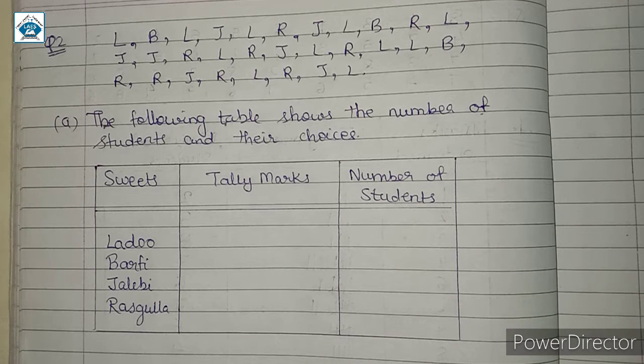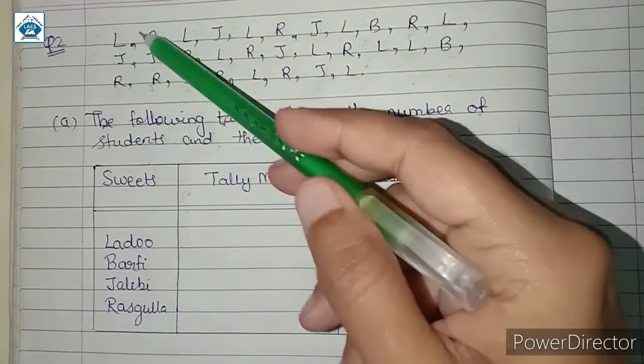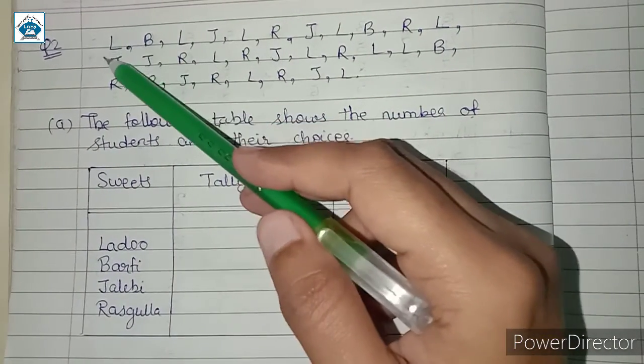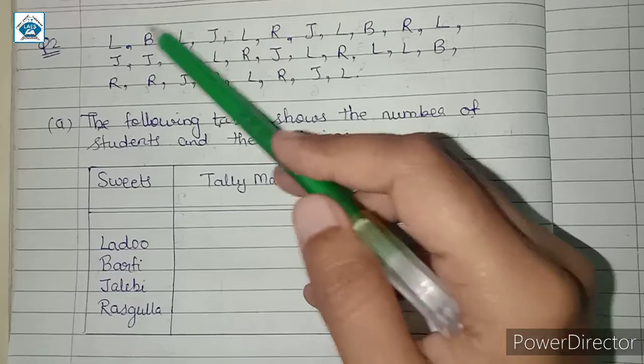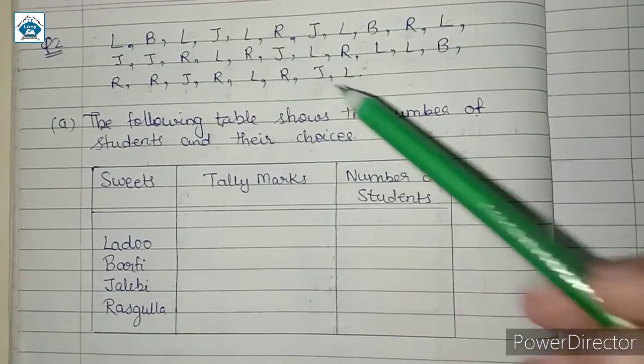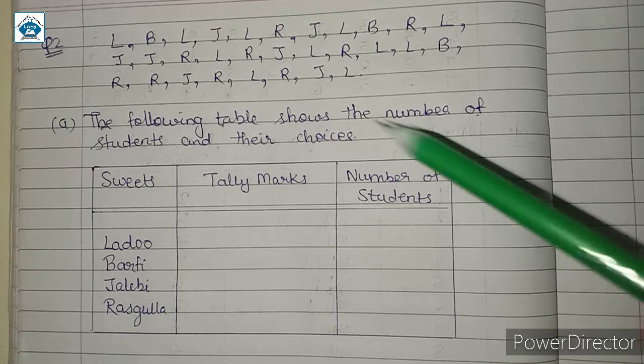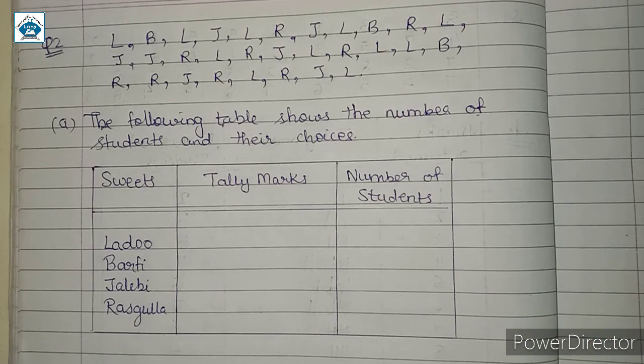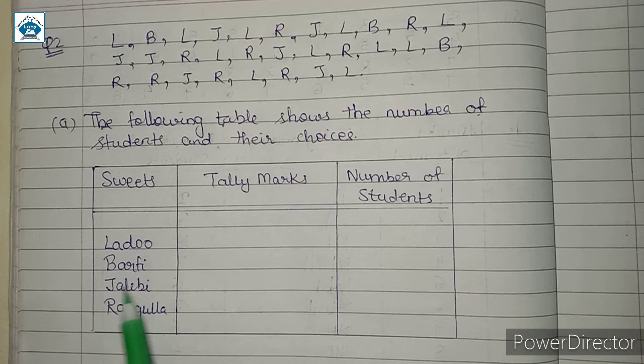Now, what I have done is I wrote L instead of laddu. So here L represents laddu, B represents barfi, J stands for jalebi, and R stands for rasgulla. So I just wrote the starting letters of all the sweets. These are the 4 types of sweets that we are given. So here laddu, barfi, jalebi and rasgulla. We need to find the number of students who prefer the given sweets.